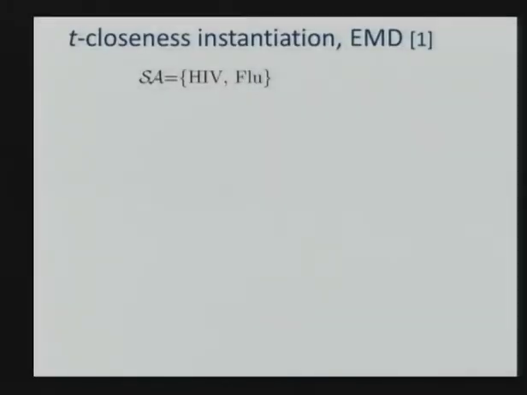I give an example to illustrate the limitation of T-closeness. Suppose there are two sensitive values, HIV and flu. In case 1, the global distribution of HIV and flu is 0.4 and 0.6. That is to say, in the whole database, 40% of persons are affected with HIV, 60% of them are affected with flu. Let's consider an equivalence class. Suppose that the distribution in the equivalence class is half and half.